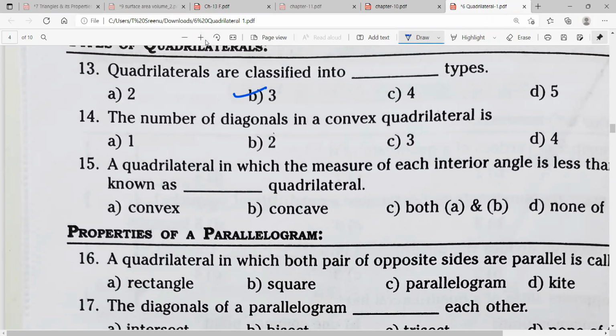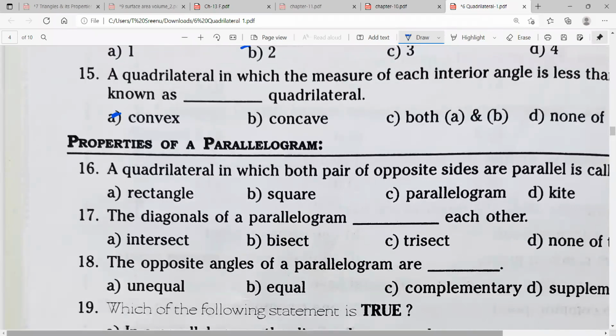The number of diagonals in a convex quadrilateral: whatever the quadrilateral, the diagonals will be 2 only. Convex is 2. A quadrilateral in which the measure of each interior angle is less than 180 is known as convex.